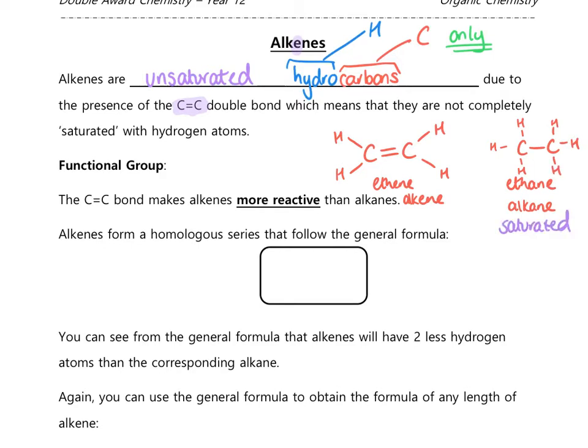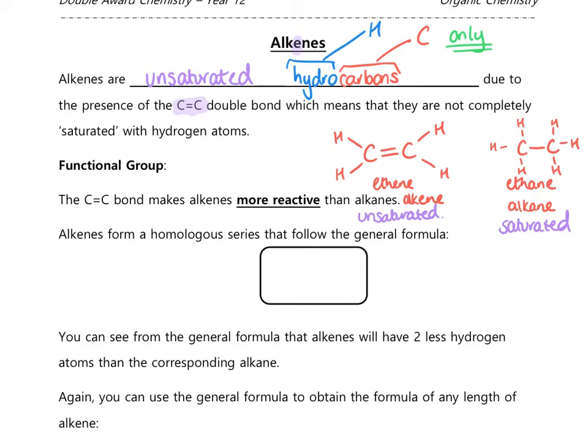We refer to this as being saturated because the carbon atoms are completely saturated with hydrogen atoms, whereas alkenes are unsaturated because you can see for the carbons in this molecule, they're only bonded to 2 hydrogen atoms rather than the 3 in ethane. And that's because they have this carbon-carbon double bond, which is taking up 2 bonds for each carbon rather than just 1. So that's what that word unsaturated means.